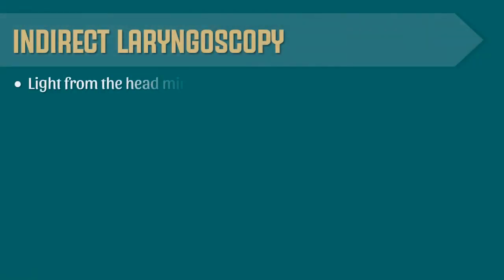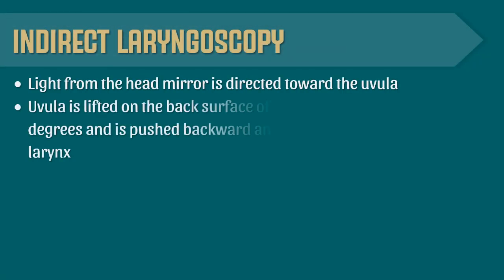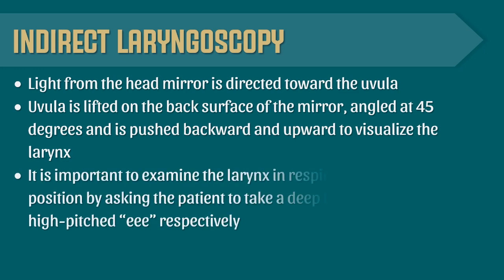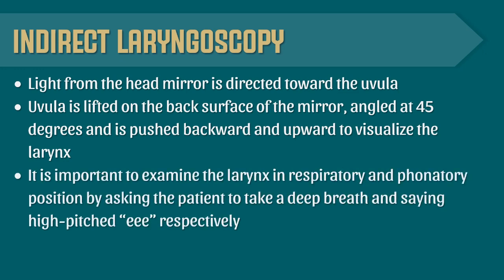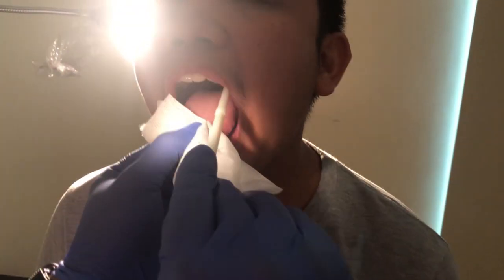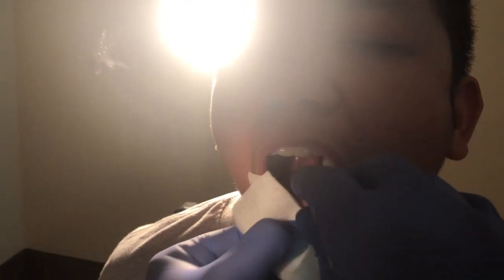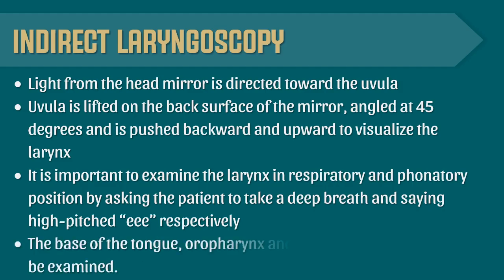The light from the head mirror is then directed toward the uvula. The uvula is lifted on the back surface of the mirror, angled at 45 degrees, and is pushed backward and upward to visualize the larynx. It is important to examine the larynx in respiratory and phonatory position by asking the patient to take a deep breath and saying a high-pitched E, respectively. The base of the tongue, oropharynx, and hypopharynx should also be examined.